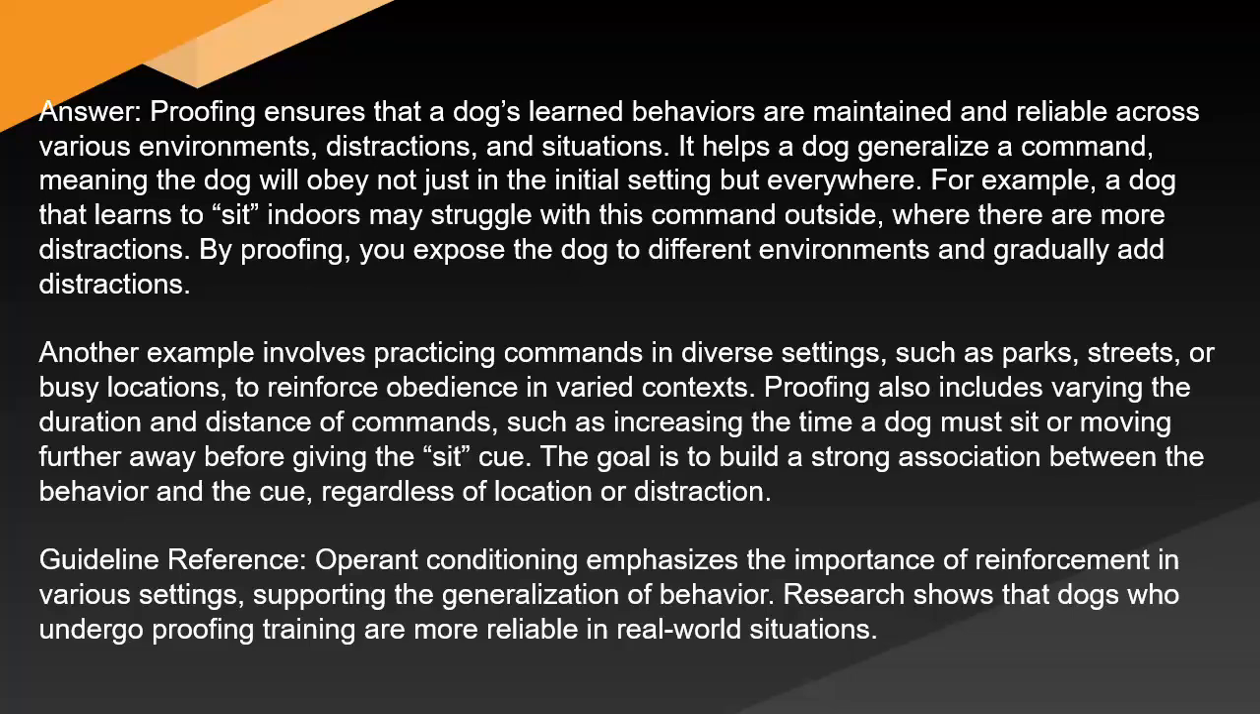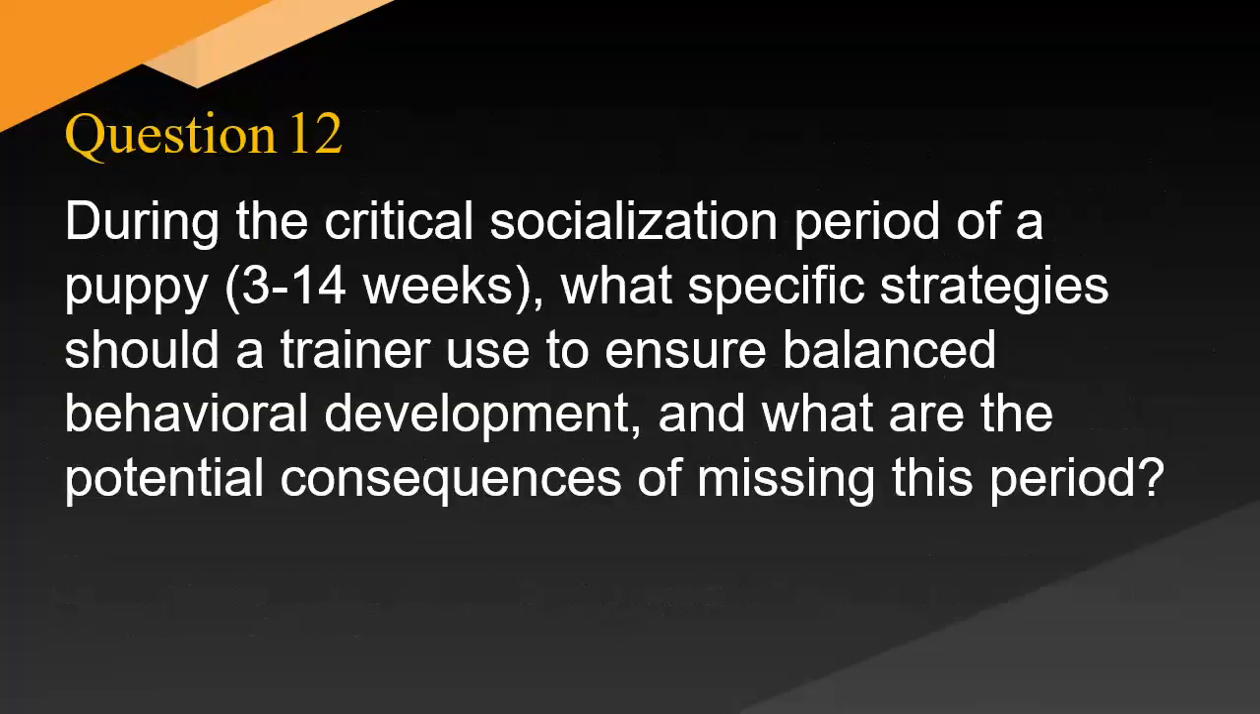Guideline reference: Operant conditioning emphasizes the importance of reinforcement in various settings, supporting the generalization of behavior. Research shows that dogs who undergo proofing training are more reliable in real-world situations. During the critical socialization period of a puppy, 3-4 weeks, what specific strategies should a trainer use to ensure balanced behavioral development, and what are the potential consequences of missing this period?